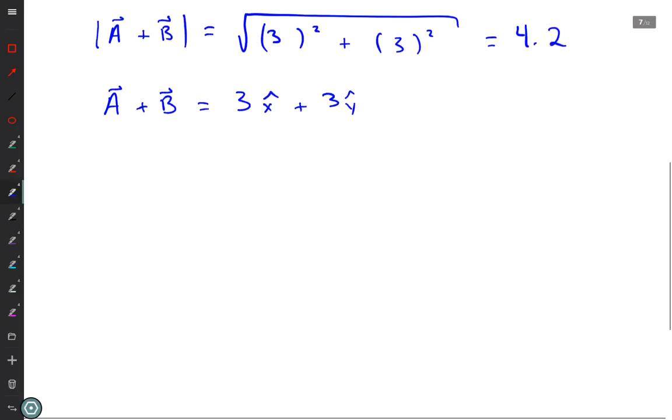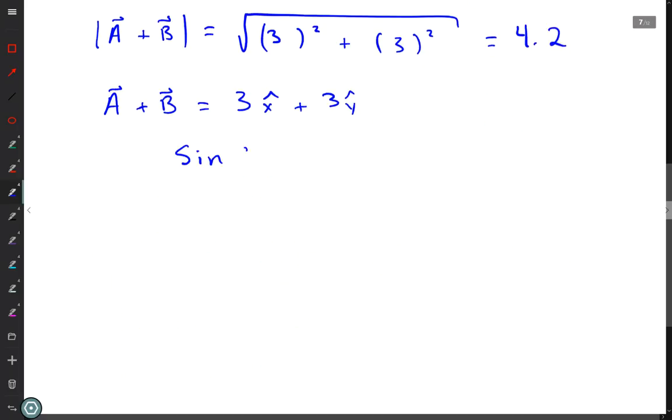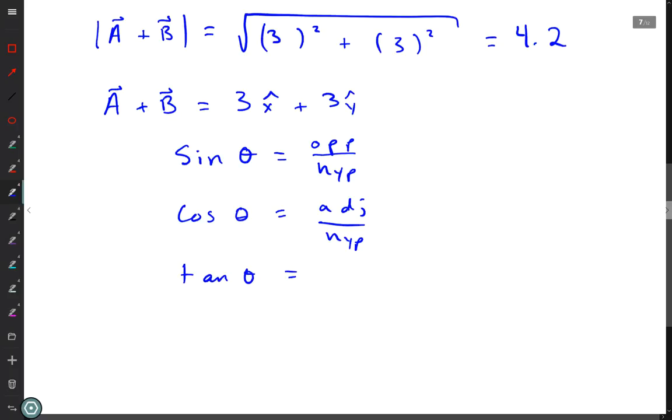So you'll be given, sine of theta is equal to opposite over hypotenuse. Cosine of theta is equal to adjacent over hypotenuse. Tangent of theta is equal to opposite over adjacent is equal to sine theta over cosine theta. And of course, you'll be getting the Pythagorean theorem that says hypotenuse squared is equal to opposite squared plus adjacent squared. So you'll be given those.